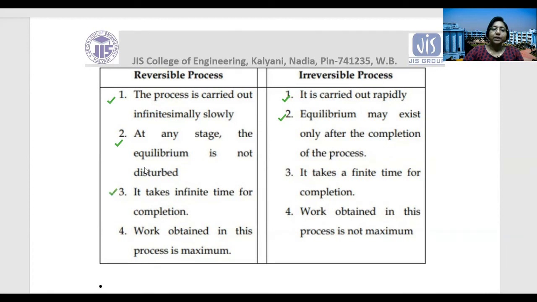Number 3, the reversible process takes infinite time for completion. But the irreversible process takes a finite time for completion. That means it occurs very rapidly, spontaneously. Number 4, work obtained in the reversible process is maximum. And for the irreversible process, work obtained is not maximum. Okay, so you have learned the different processes like reversible and irreversible process.